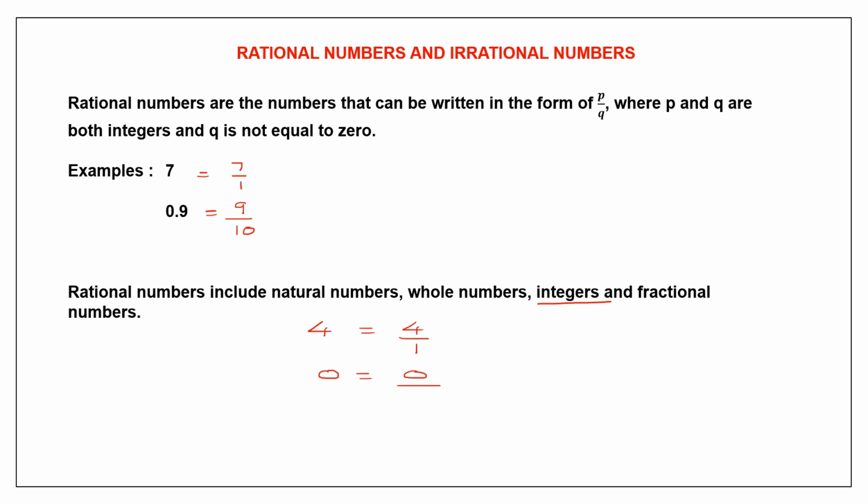0 also can be written in the fraction form 0 by 2, 0 by 3, 0 by 4 and so on. Now what if we take a negative integer? Now a negative integer also can be written in the fraction form, minus 3 over 1. That means even negative integers are rational numbers. So natural numbers, whole numbers and integers are rational numbers, and fractional numbers are already in the form of fraction, so they also come under rational numbers.